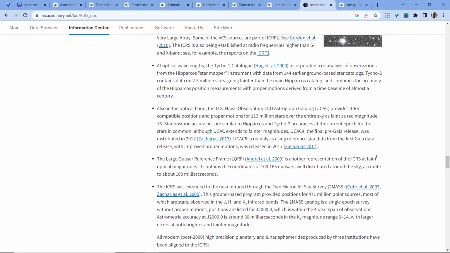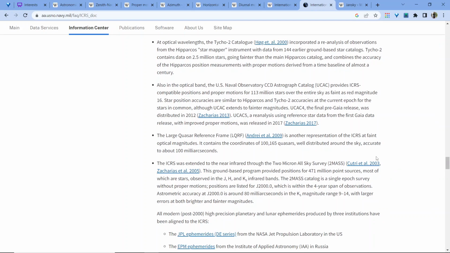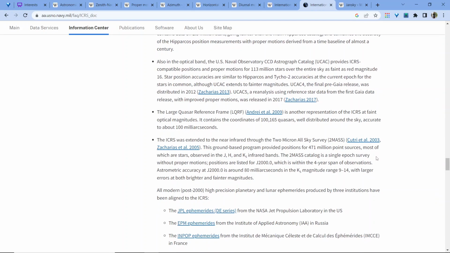The Large Quasar Reference Frame, LQRF, is another representation of the ICRS at faint optical magnitudes. It contains the coordinates of 100,165 quasars, well distributed around the sky, accurate to around 100 milliarcseconds.